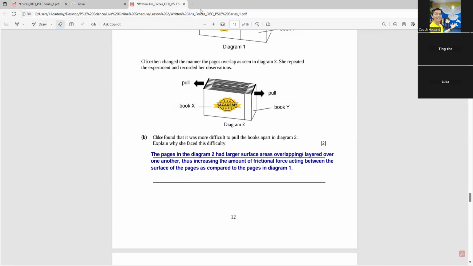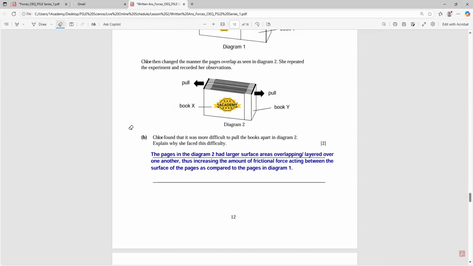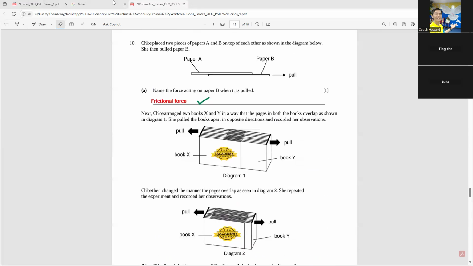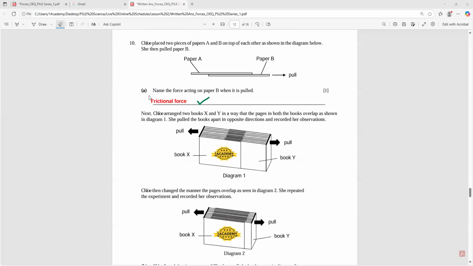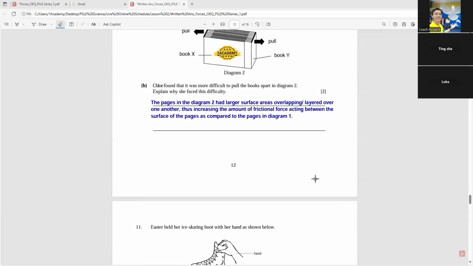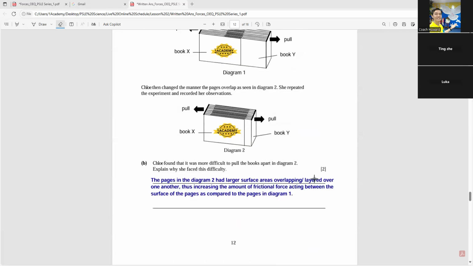Same thing, I would screen share this for my students to check their solutions. And together with this, it's quite easy, just frictional force. So just answer the first part, frictional force. Okay, before I go to the next question, I will pause to see if there are any questions.